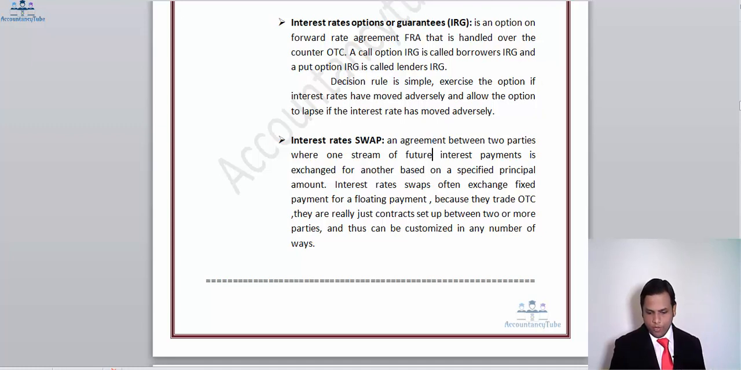Then we've got interest rate swaps. It is an agreement between two parties where one stream of future interest payments is exchanged for another based on a specified principal amount. Interest rate swaps often exchange fixed payments for floating payments. Because they trade over the counter, they are really just contracts set up between two or more parties, and thus can be customized in a number of ways.